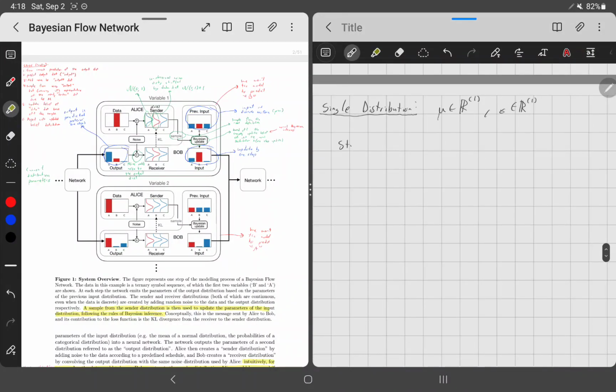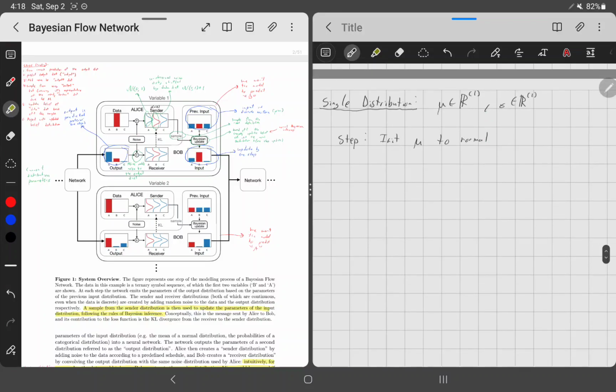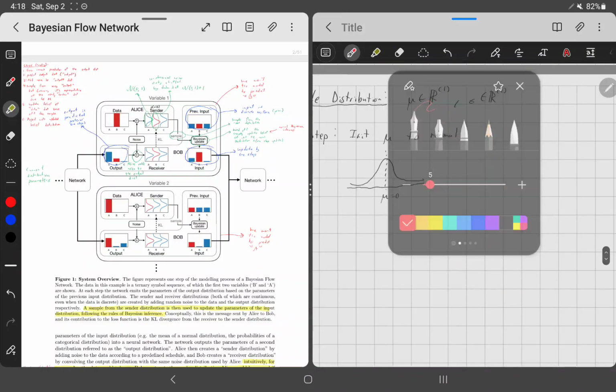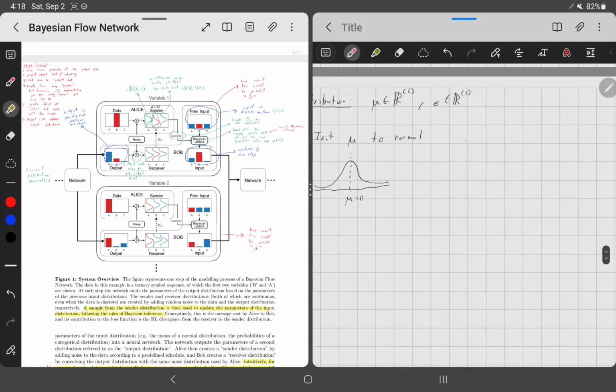Now, step 0. Your initialization is to initialize your distribution parameters to a normal distribution. In this case, we're doing continuous data, so this is a normal distribution, and you're going to have your mean at 0. Mu is equal to 0. So this is the normal distribution that we all love and know, good old Gaussian distribution. And let's say we want to predict the value where the actual mu is equal to negative 0.5.